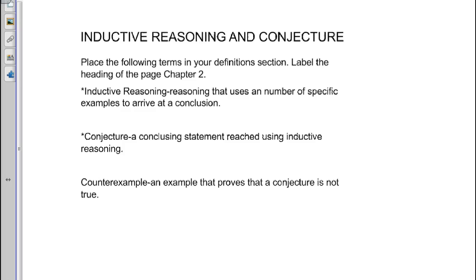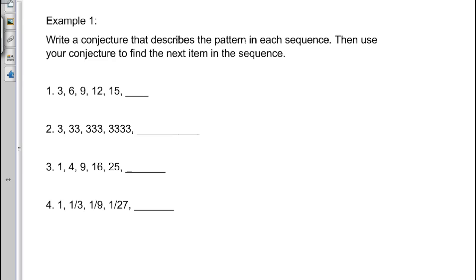And then counterexample will be if we have a conjecture, we're going to try to find something that doesn't work. So that's a counterexample, something that proves that a conjecture is not true. So if you need to pause the video and go back and write those definitions down, please do so.